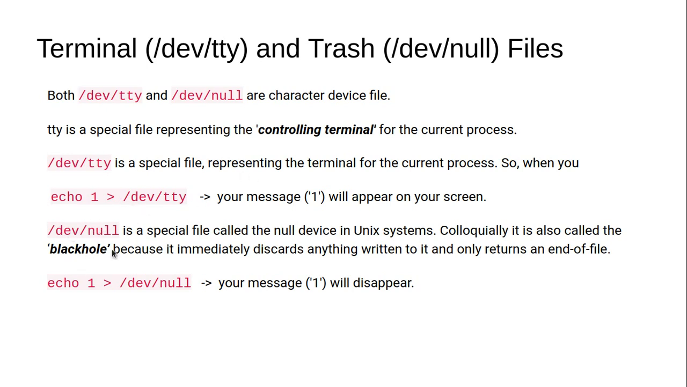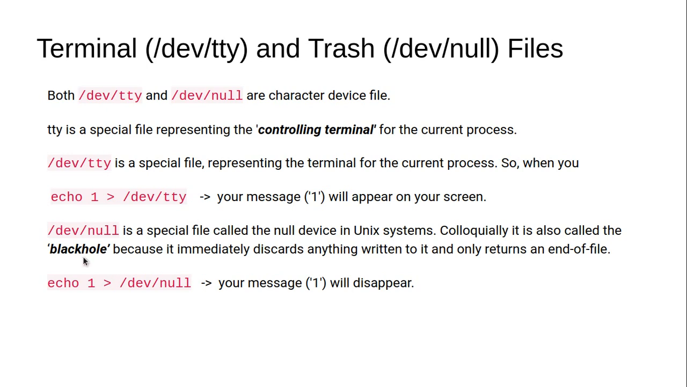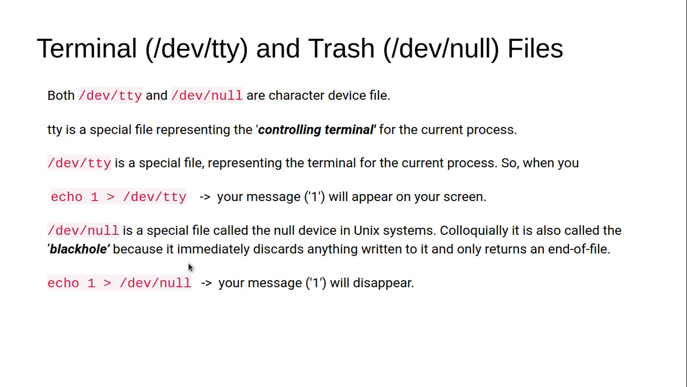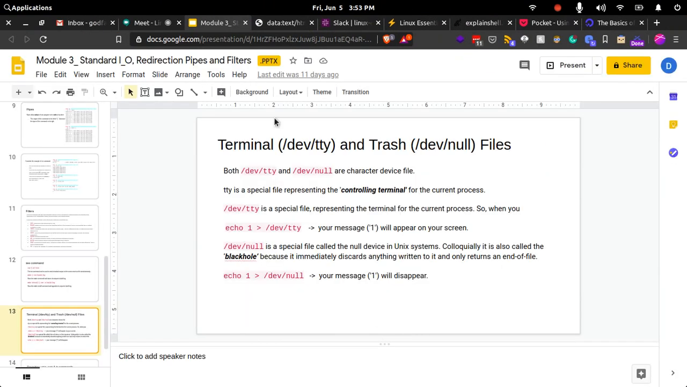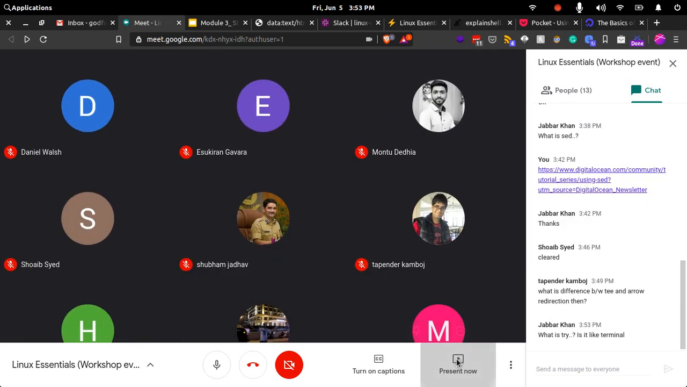And /dev/null is a special type of file. Basically it is a null device, so it is also called the black hole of Linux. Whatever you redirect to this particular file will be discarded. It will be removed, or you can even truncate the content of a file by redirecting the output to /dev/null. Anything that is redirected to /dev/null will disappear, or be discarded from the screen. So let me go back to the terminal window, and we will see both of these files.